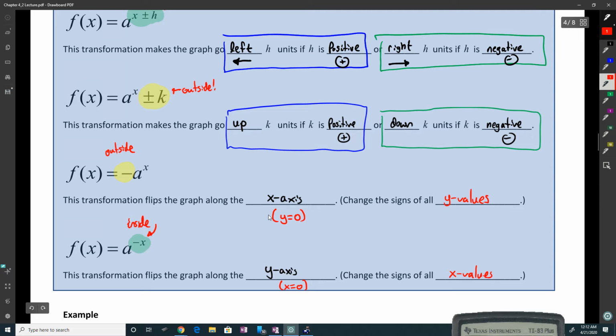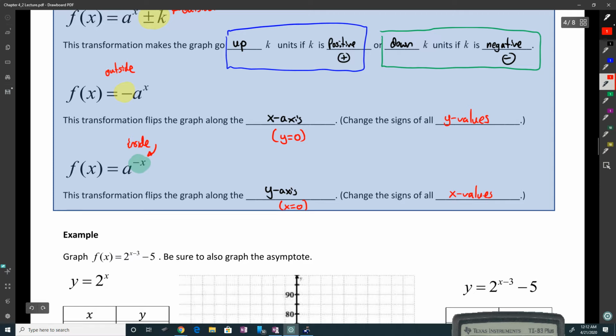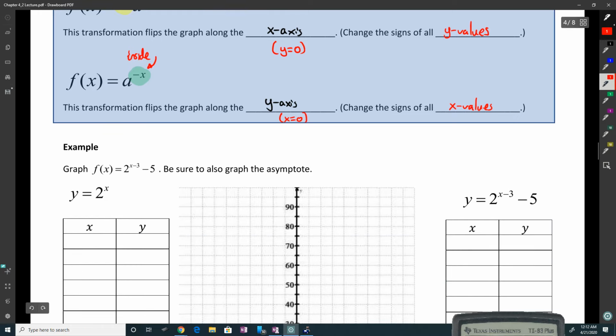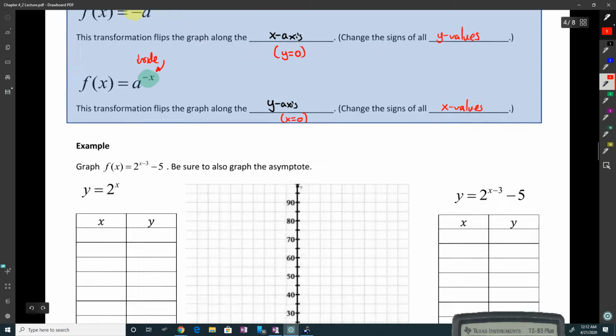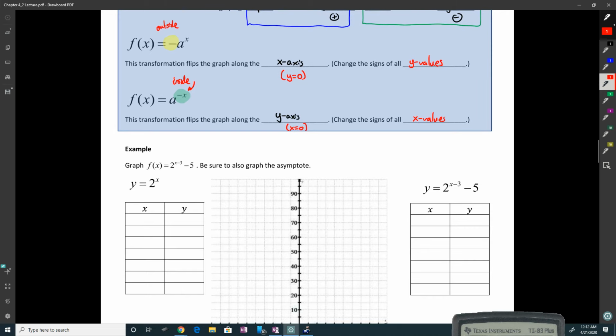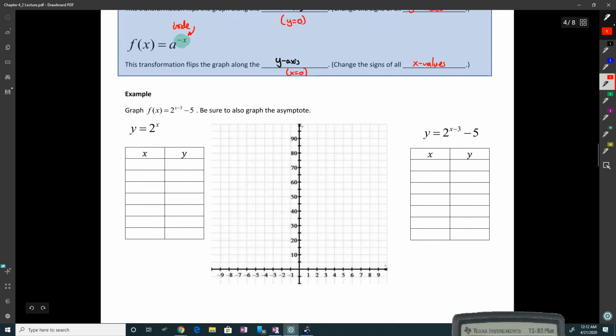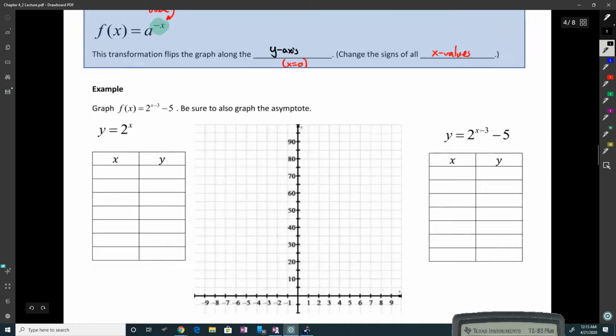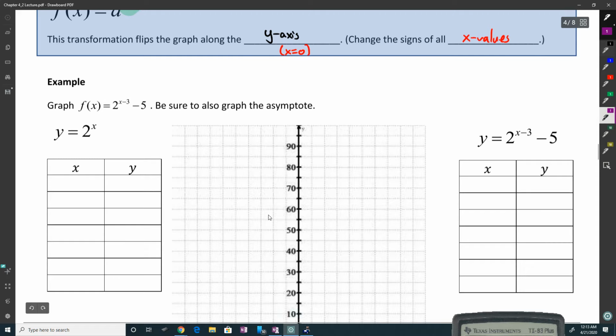All right, so let's do 2 of these, and then I'll save the other one for you to do on your own. So the first one says graph f of x equals 2 raised to the x minus 3, minus 5, and be sure to also graph the asymptote. All right. So the first thing we're going to do is we have to graph what's called the parent function.